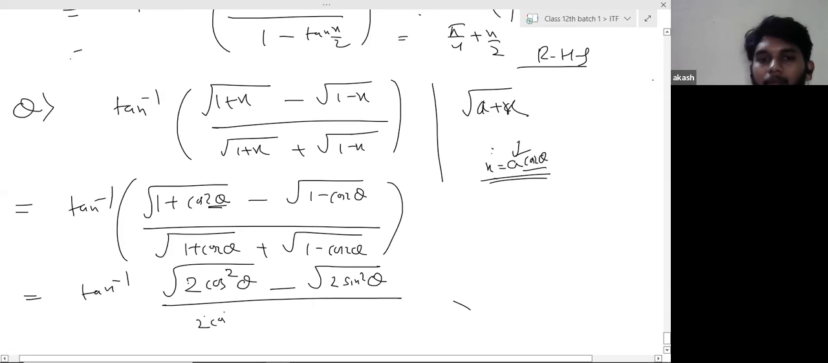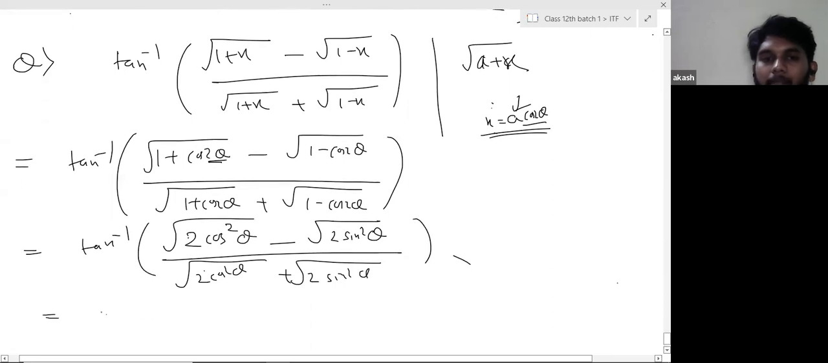So again, this is 2 cos square theta plus 2 sine square theta. And this is the same question as the previous question. So under root 2 is cancelled. So what we have is cos theta minus sine theta upon cos theta plus sine theta. And Shekhani, what can we do here?